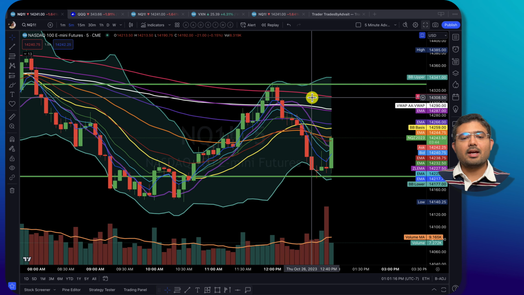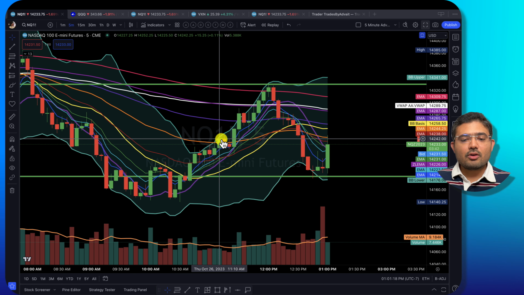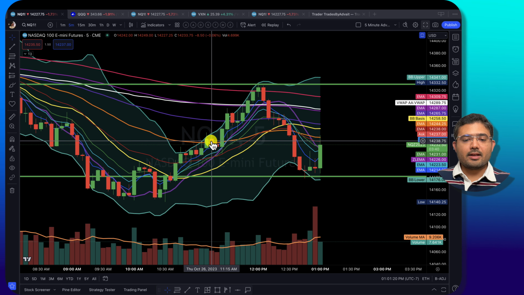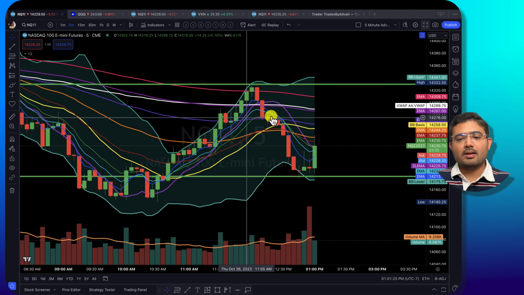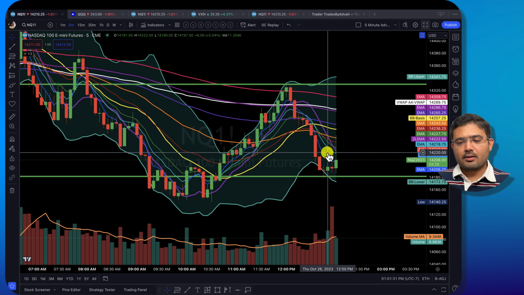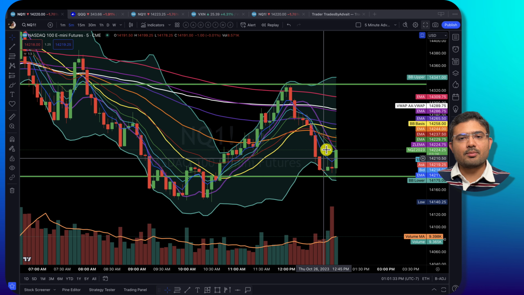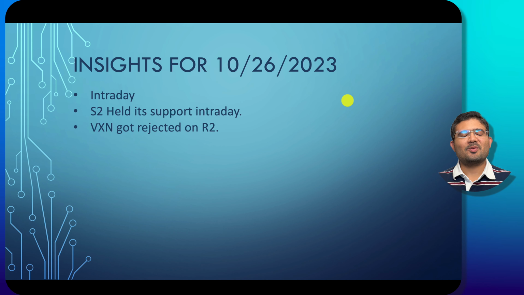long. But as you can see, there was a lot of resistance overhead, like the 50-day VWAP. Everything was about the price action. I stopped trading today, and then I was just waiting for the earnings to happen. So these are my learnings from the intraday and my insights.